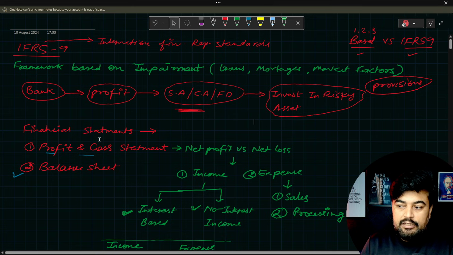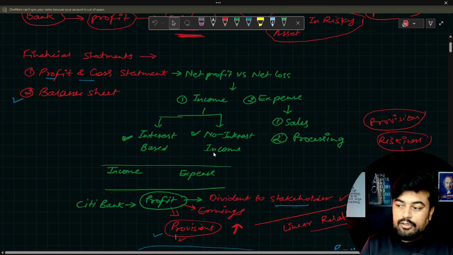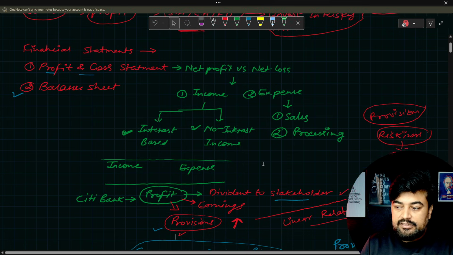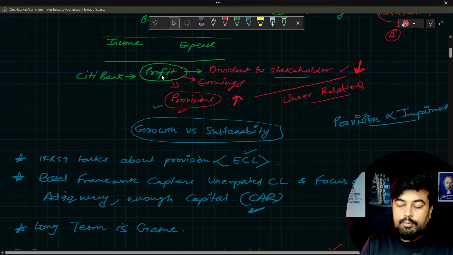There are two financial statements in the bank which are always used. One is your profit and loss statement. Second is the balance sheet. In profit and loss, there are income and expenses, there are interest based incomes and then non-interest based incomes. Then in expenses, you have sales and processing. And then we took the example of a bank, how they are making profit. Then in the profit, what is the part of provisions, which is the key component in IFRS 9. Then dividend and stakeholder, how the earning works.